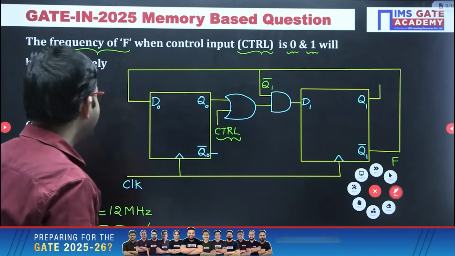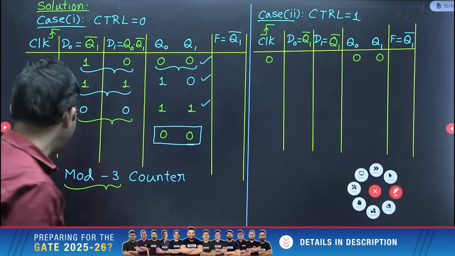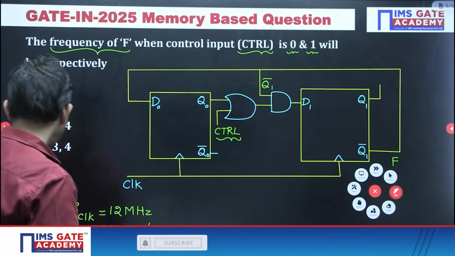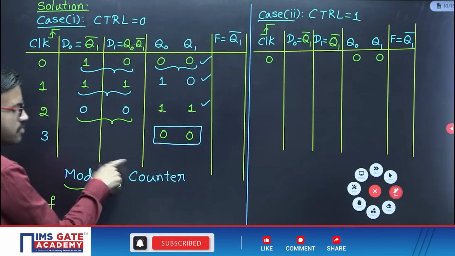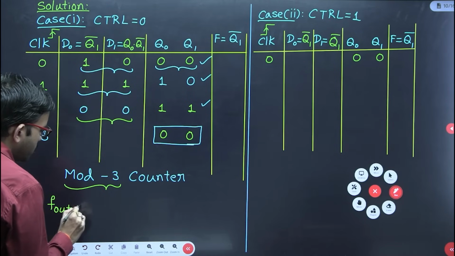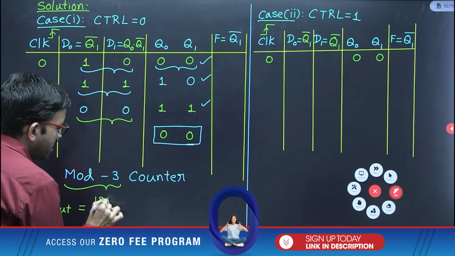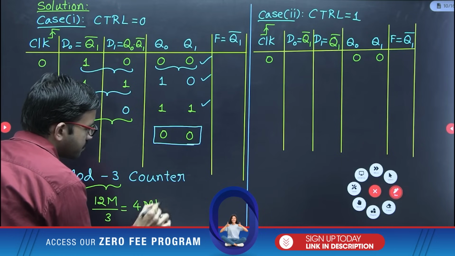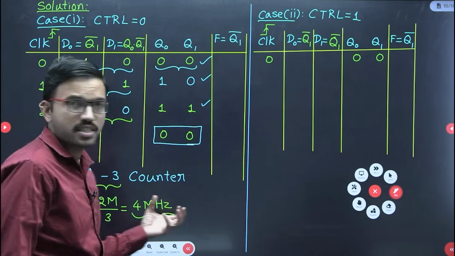With this understanding, since you got a mod 3 counter, and the clock signal frequency is 12 megahertz, the output frequency of the mod 3 counter is f clock divided by the number of states. F clock is 12 megahertz divided by 3, so that means you are getting 4 megahertz. In this way you can answer, but if you don't know this logic, then it is very simple.